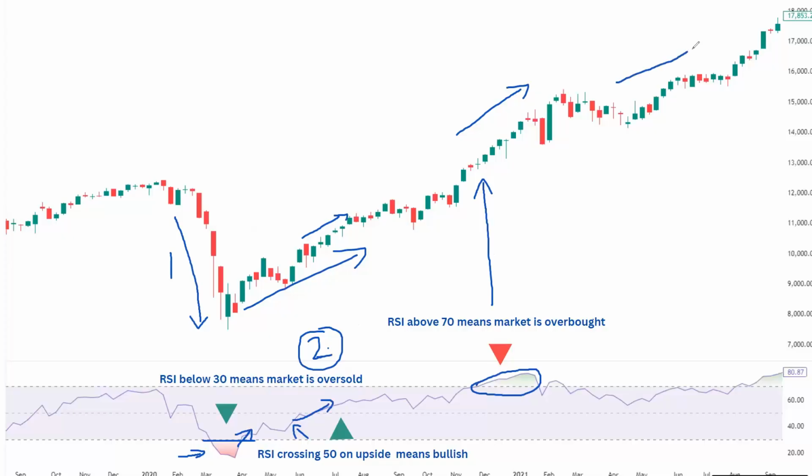Now this is where I want to speak about the real information, because this is how people talk about RSI, that if RSI is oversold, you buy. If RSI is overbought, you sell. No, this is not how it should be used.